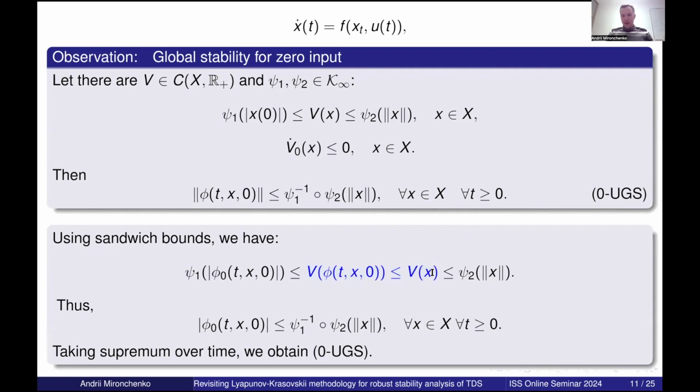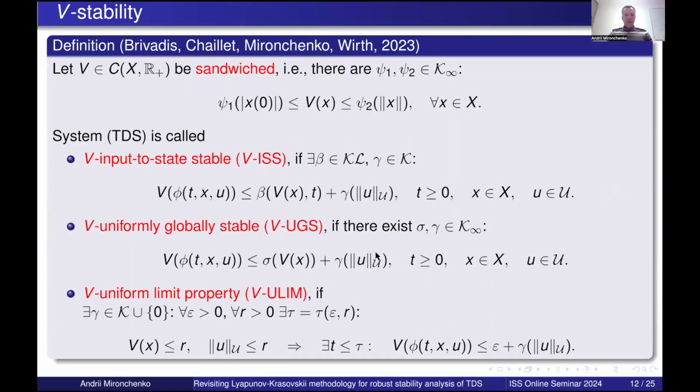And this motivates us to introduce alternative stability properties for time delay systems, which are expressed not in terms of the norm of the corresponding states or inputs, but in terms of the functions V depending on the states. So let me proceed to these definitions. I will call V sandwiched if there are K-infinity functions so that we have such estimates, which we had in all our definitions for Lyapunov-Krasovskii functionals.